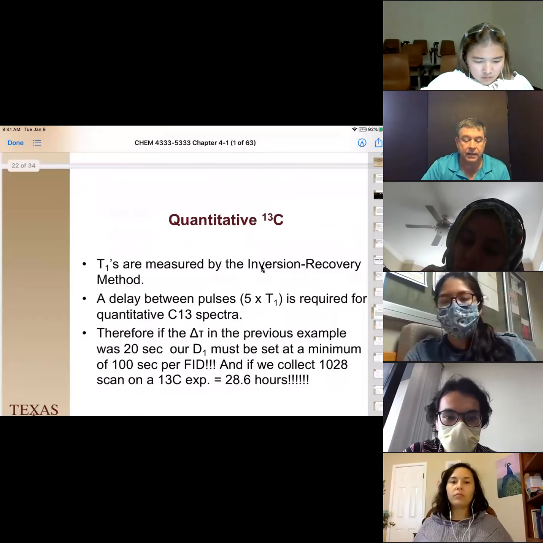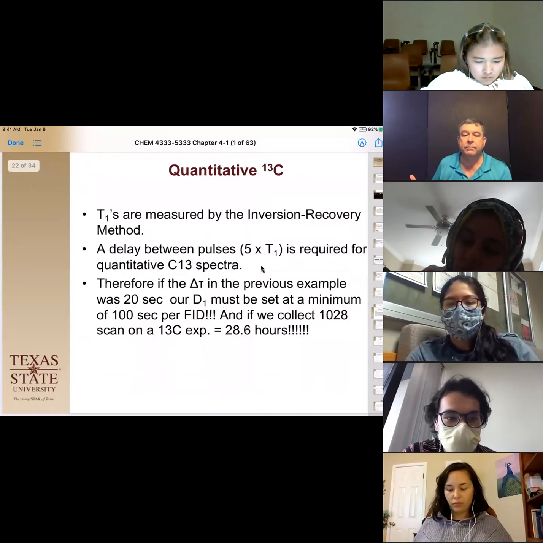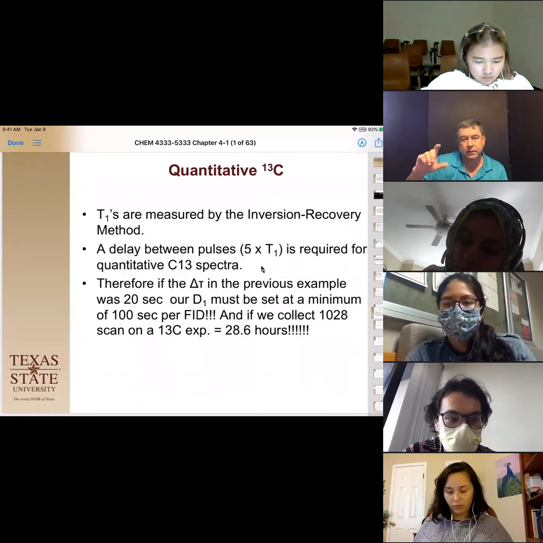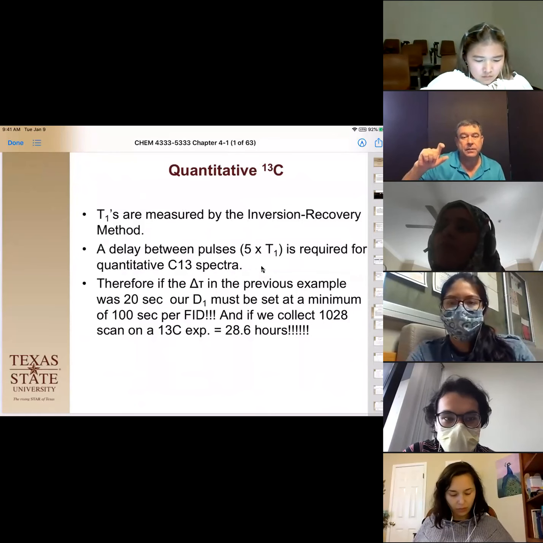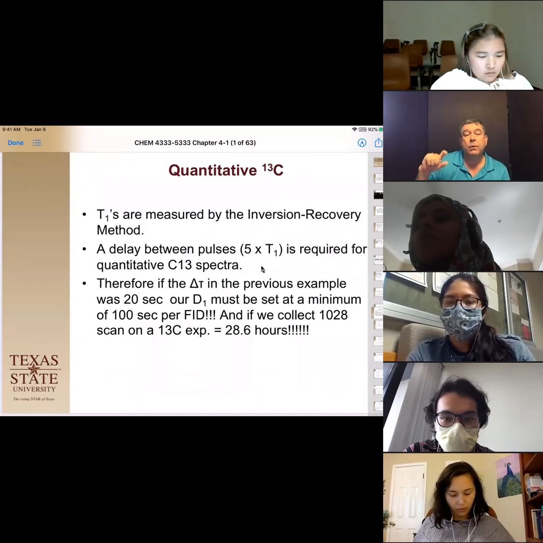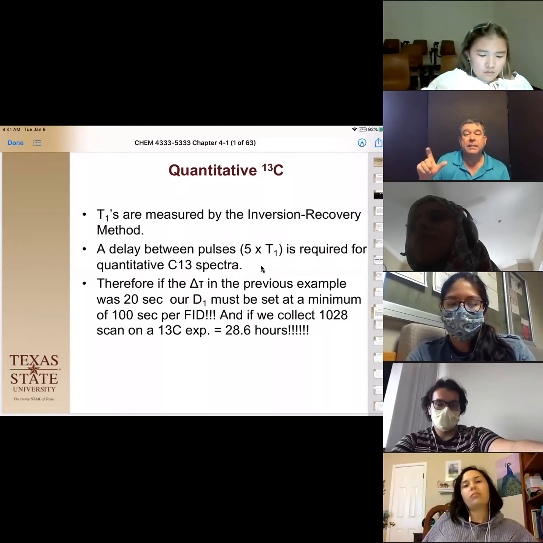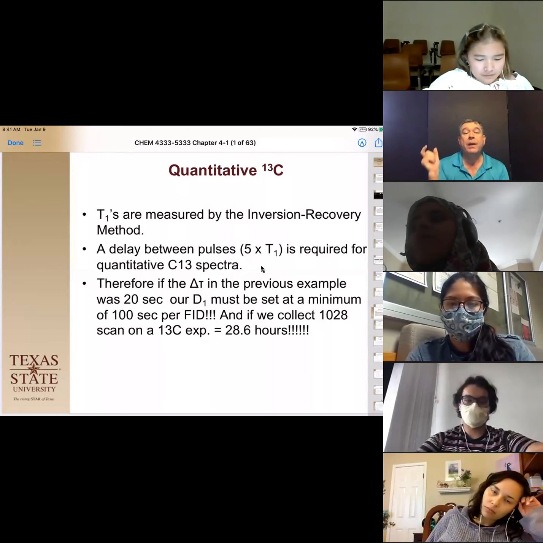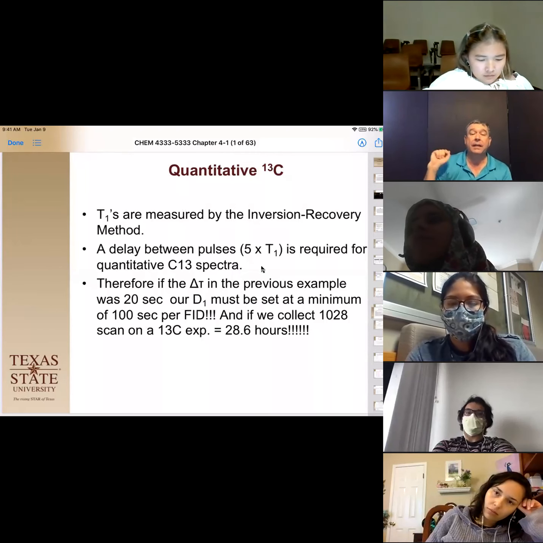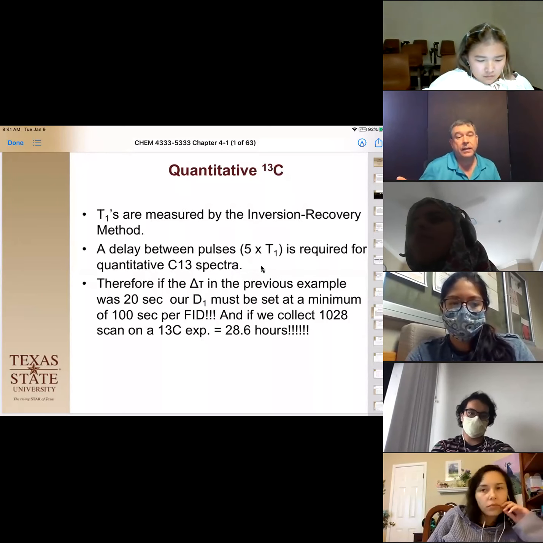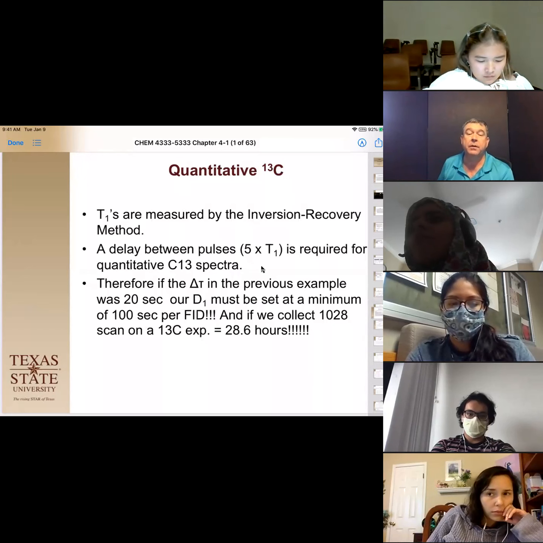It means that if you have quaternary carbons in there, you have to pulse this thing, wait 20 seconds just to listen to your sample, and then wait 100 seconds before you can pulse again, which means your standard collection of 1,028 scans for a carbon-13 experiment would take over 28 hours.